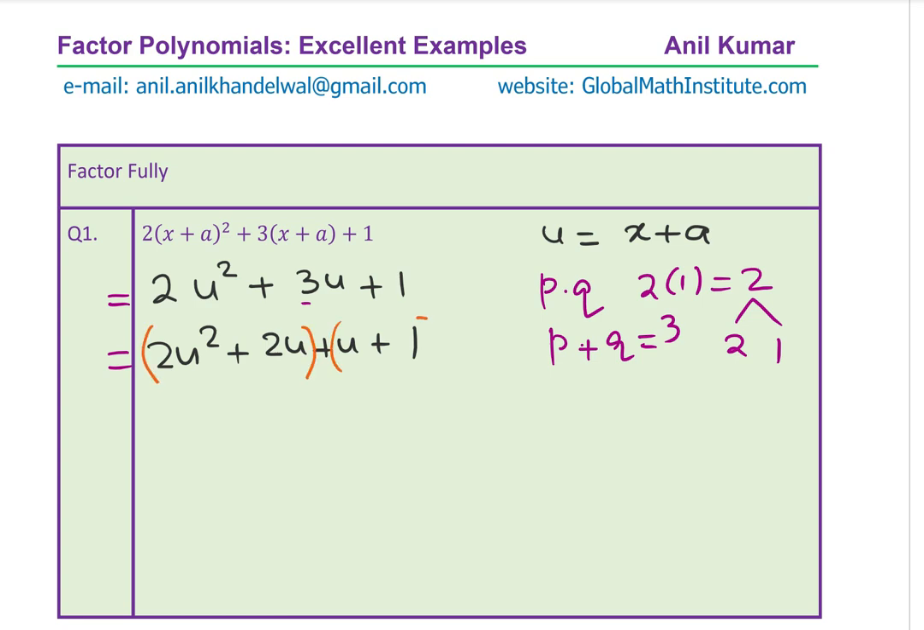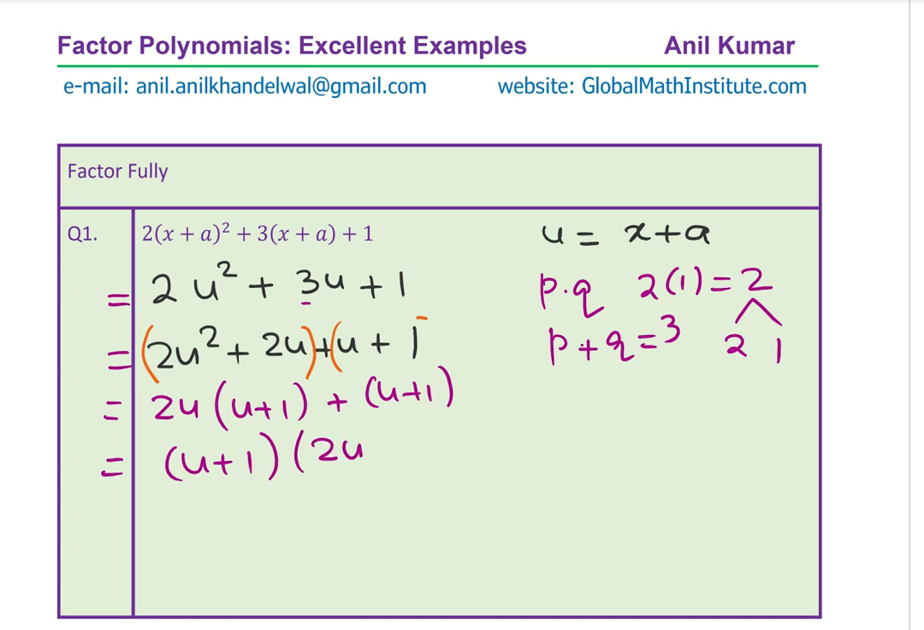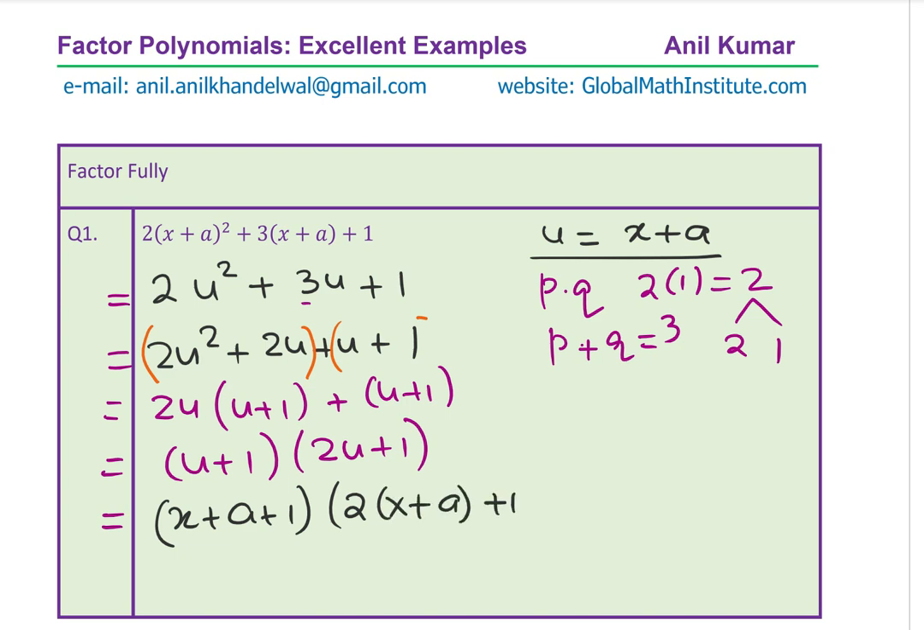Do you realize? So taking 2u common from the first two terms, we get u plus 1. And here we already have u plus 1, right? So that gives us u plus 1 as one of the factors and 2u plus 1 as the other factor. And now we can substitute back x plus a for u. So we have x plus a plus 1 times 2 times (x plus a) plus 1. And this gives you (x plus a plus 1) times (2x plus 2a plus 1). And that is how we are going to factor it.